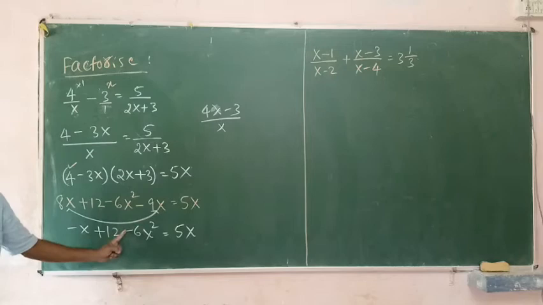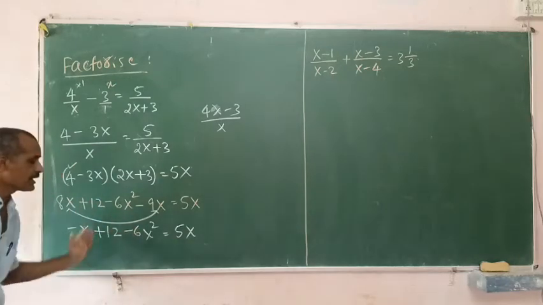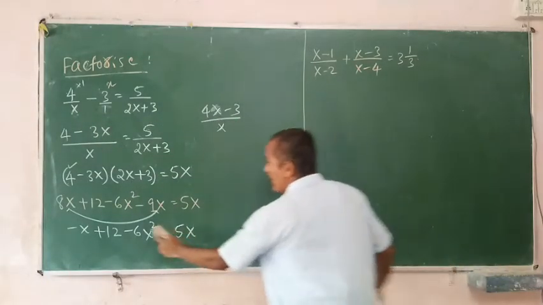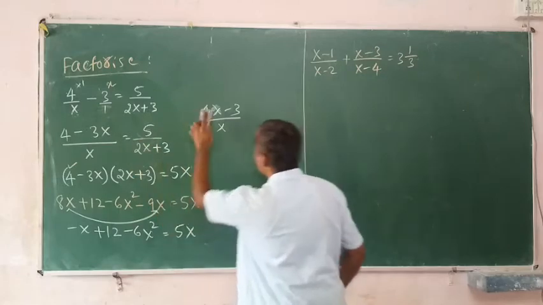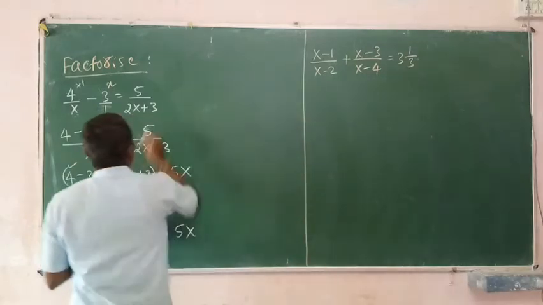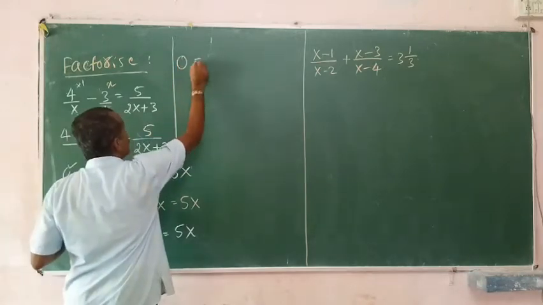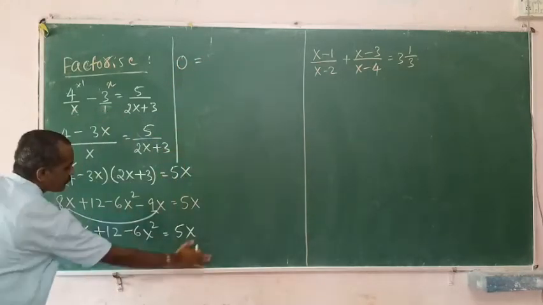It is a negative sign. So I will transfer all these terms to the RHS. What happens then? Since the x square term is negative, I will shift all the terms to the RHS, and what happens? It will be 0 is equal to this entire portion transferred to the RHS.